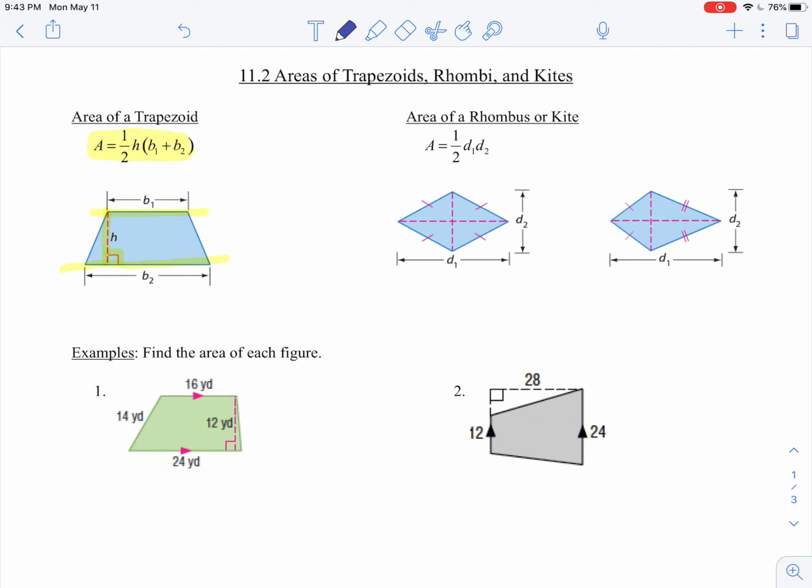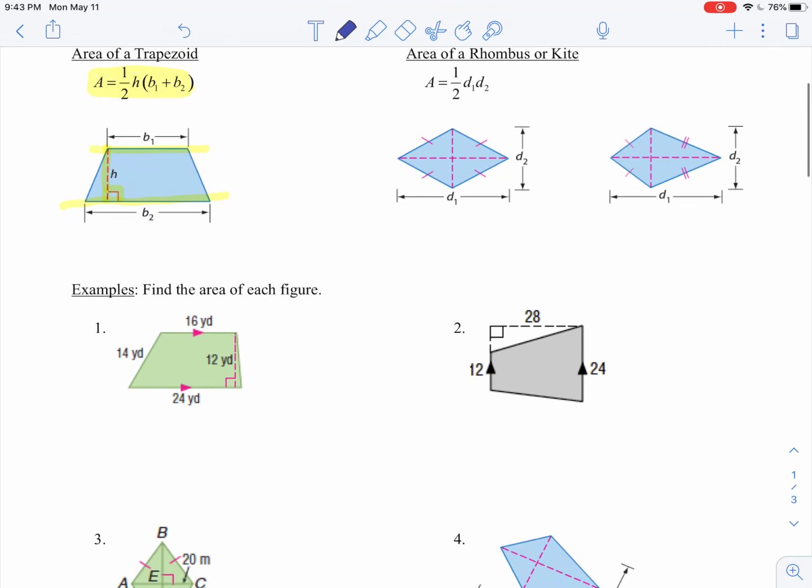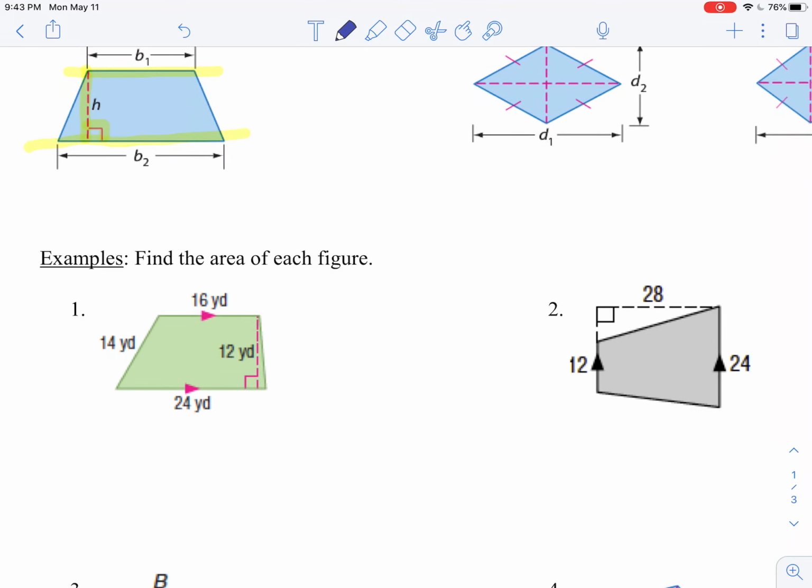So in question number 1, we have a trapezoid. Here the bases happen to be the top and the bottom again, because they're shown to be the two parallel sides. So in order to find the area of this trapezoid, we're going to use our formula: 1/2 times the height times the sum of the bases. Remember, B1 and B2 just represent the first base and the second base.